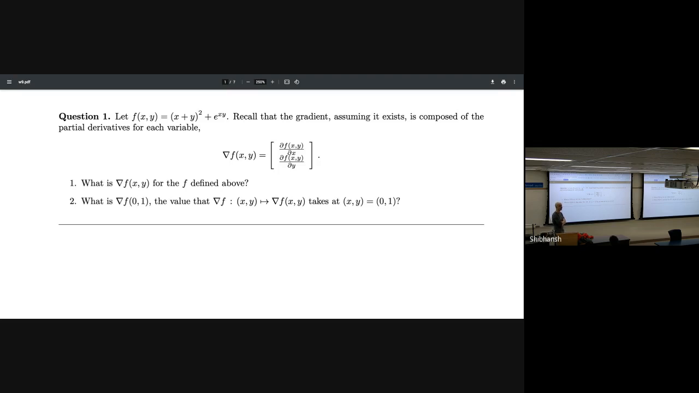To calculate the gradient, we can calculate the partial derivatives and then check whether the partial derivatives are continuous at the points of interest. If they are, then we found the gradient. Otherwise, the gradient might not exist. So the first part is asking what's the gradient for f defined above. Just a little calculation.